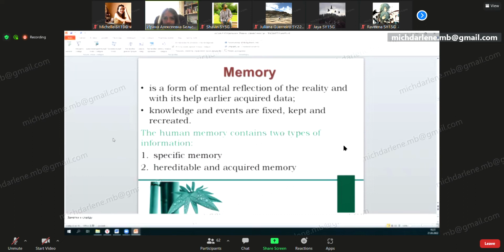And the second form is acquired memory. Acquired memory is the process of human life which is realized in conditional reflex. So specific memory and acquired memory are the two forms on the basis of this classification of memory.